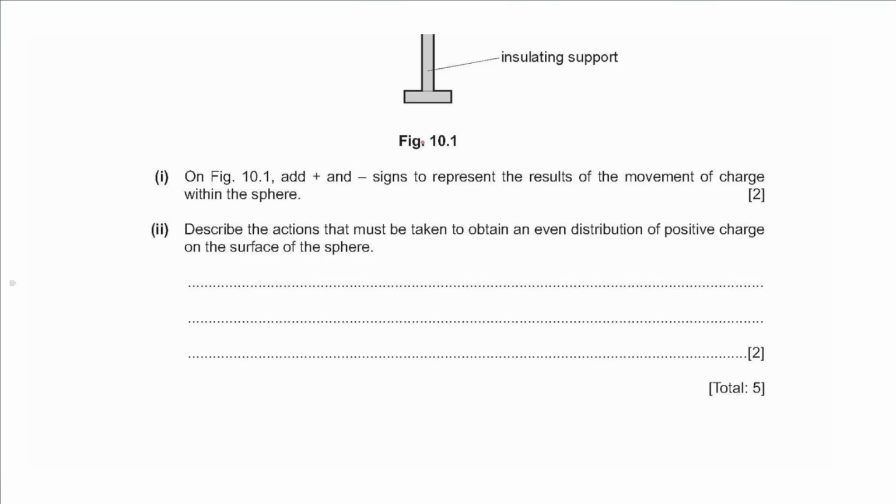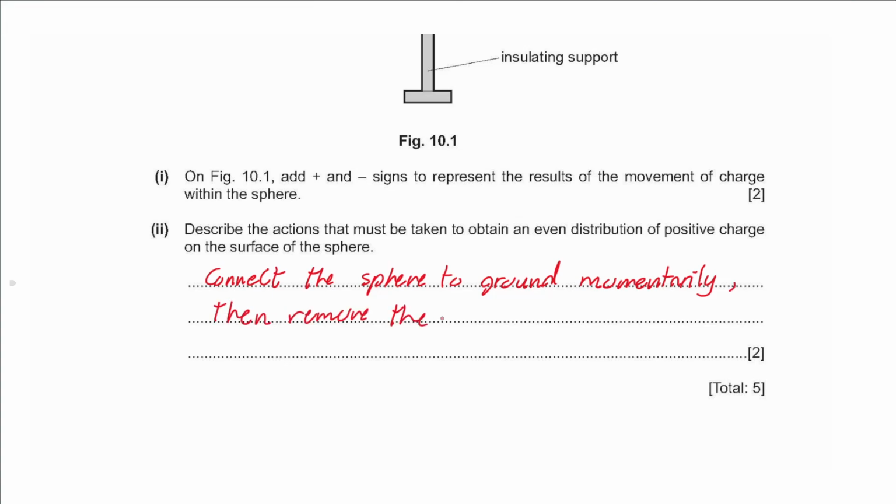So this is charging by induction. We already brought a negatively charged rod near the metal. Next we need to connect the sphere, which is the metal here, to ground or earth momentarily, which means connect and then disconnect, then remove the negative rod. When you connect the sphere to Earth, it will see that the total negative charge in the whole system, the sphere and the rod, is more than the positive charge, so it will remove electrons from the sphere, making it positively charged.